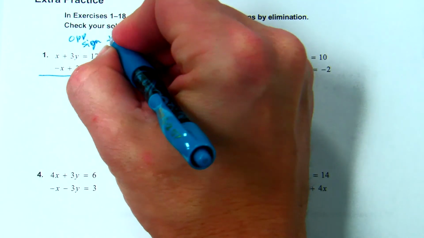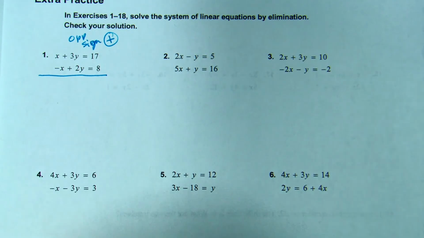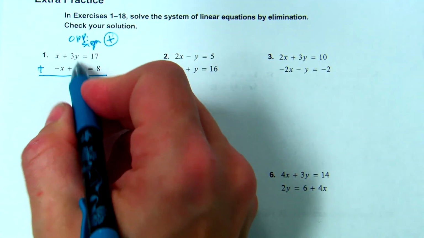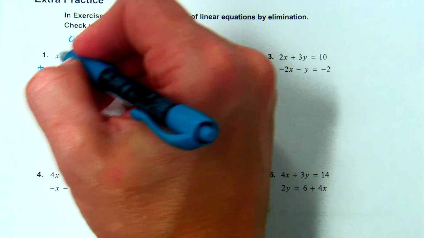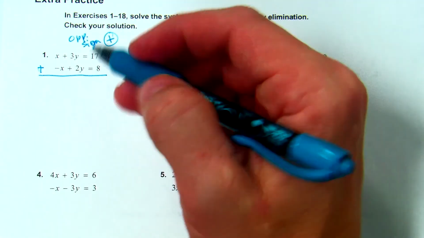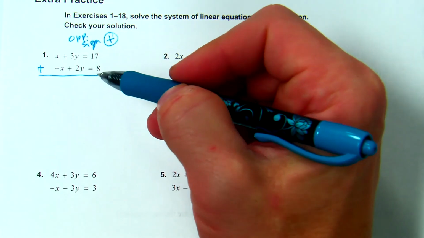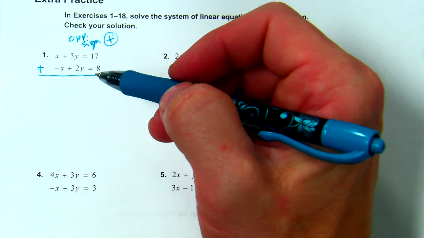So we're going to add. It's opposite sign, so we're going to add. So we're going to add the entire equations to each other. Now, we're also obviously going to make sure that we've got our terms in the same order so that we're adding or subtracting like terms.